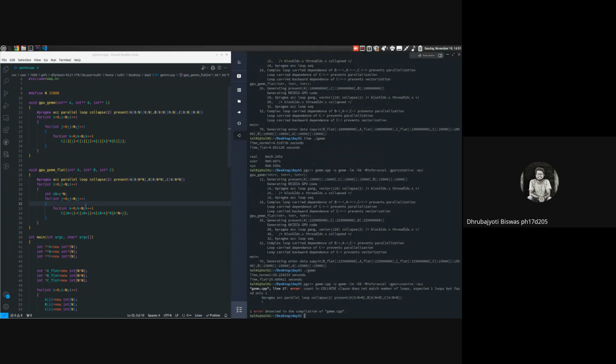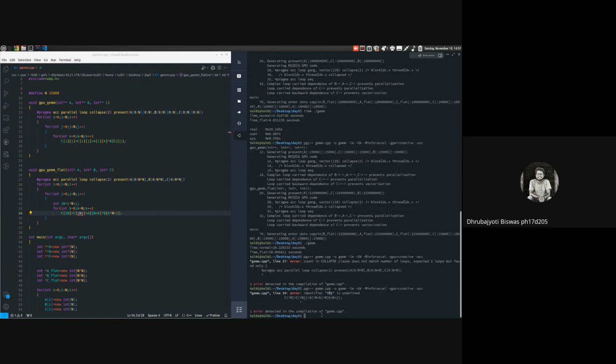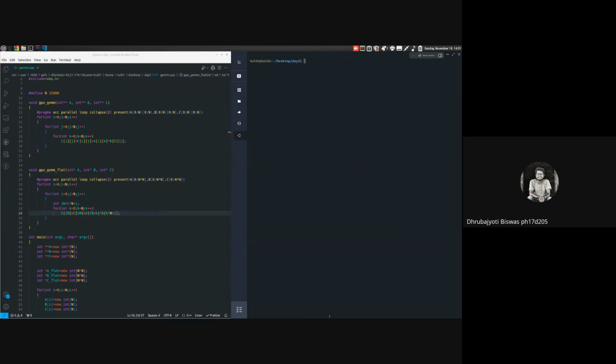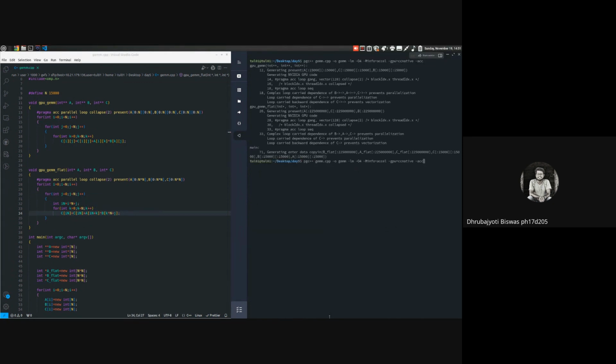Collapse does not match the number of loops. Okay, so if we do this, then it is again a problem because collapse will not work. So I think we have to do it here: int in is i times n plus j. So we will do up the whole j part also. Let's see if this improves the performance, because I expect that computing those indexes also takes a lot of time.